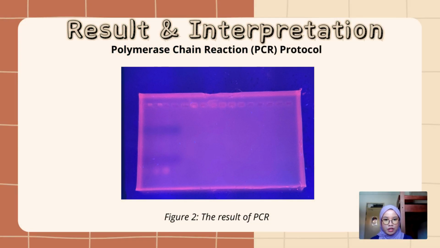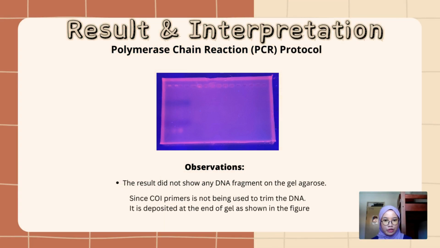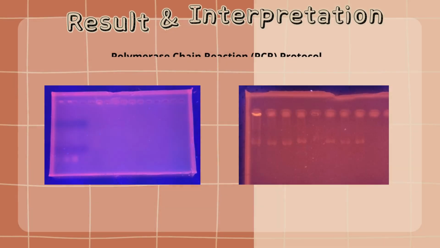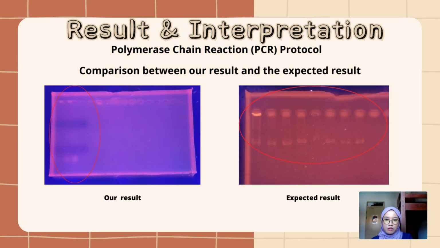So this is the result for polymerase chain reaction PCR protocol for our group. The observation from this PCR protocol is the result did not show any DNA fragment on the gel across. So, since COI primers are not being used to amplify the DNA, it is deposited at the end of gel as shown in the figure. So here is the comparison between our result and the expected result for PCR protocol.